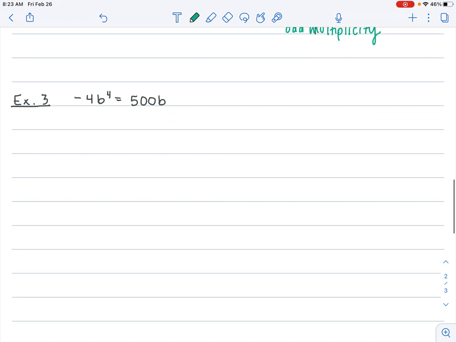All right, let's do one more example here. I've got negative 4b to the 4th equals 500b. So I'm going to subtract that 500b over to make it equal 0. All right, I'm going to pull out the GCF. I think my GCF here is negative 4b. So I've got b cubed plus 125.